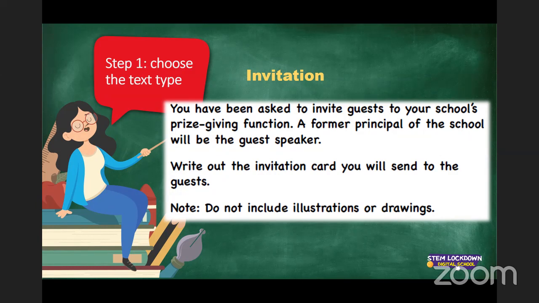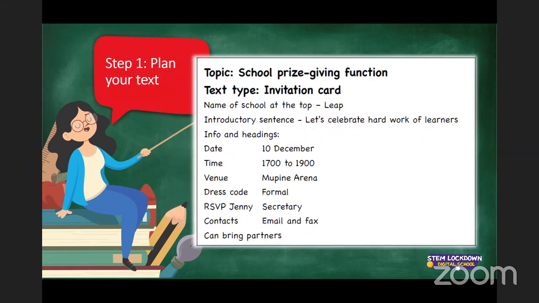So how would we go about writing or putting together an invitation? So step one, we're planning it there. So the topic in this case is the school prize giving function. So our text type is the invitation card. The name of the school must be at the top. Introductory sentence: you will just write a sentence or two that celebrates the hard work of learners, for example. And then info and heading. So you've got the details of the event. All right, we've done our planning, so we know exactly what we are going to put in our invite.